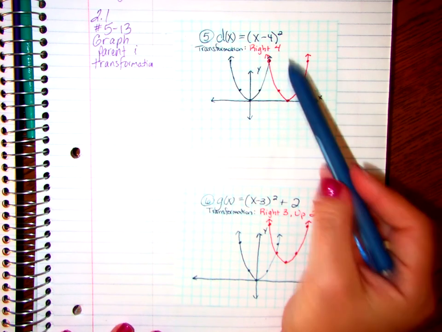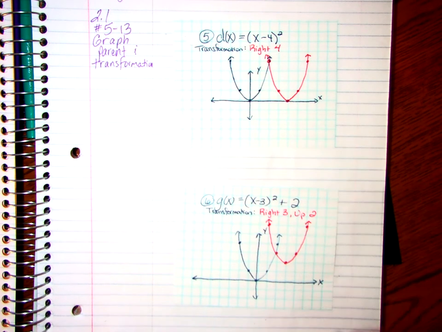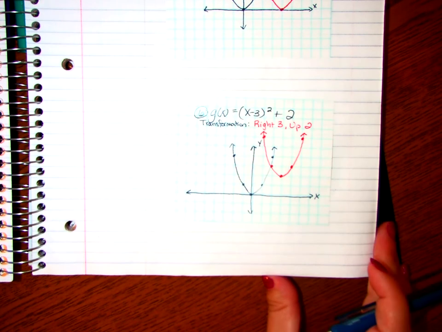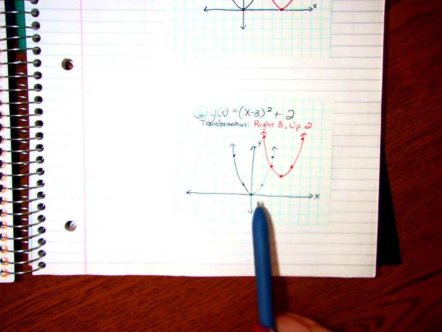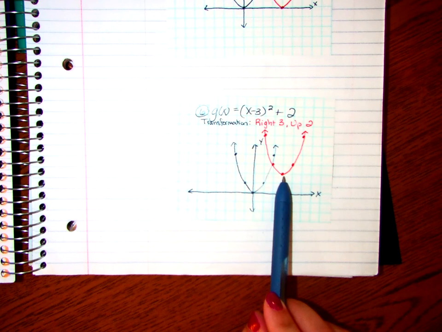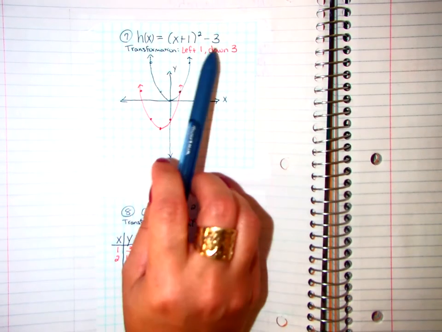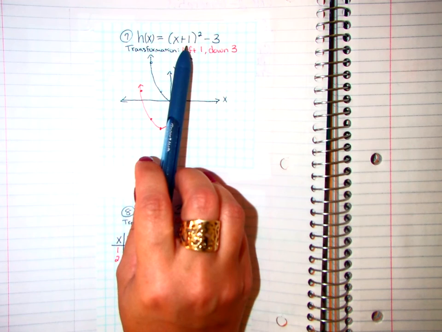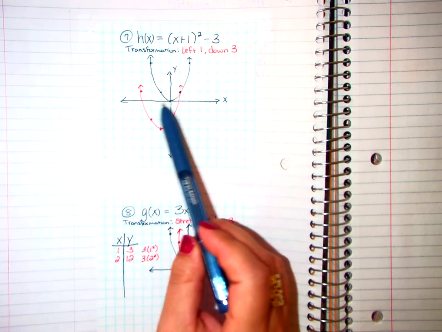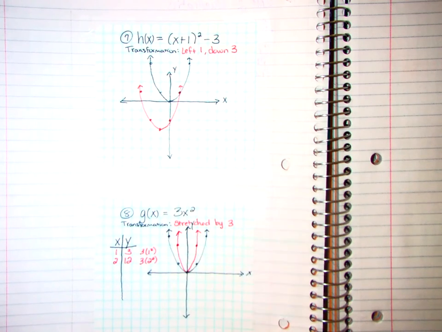Remember the axis of symmetry: if there's a point over here, there's a matching one on the other side of your axis of symmetry. Number 6 we said was right 3, up 2. So again, there's no a, so you literally just move your vertex right 3, up 2, and then follow the parent. Over 1, up 1, over 2, up 4 on both sides. Number 7 we said was left 1, down 3. So I go left 1, down 3. Again, there is no a, so it's the same shape as my parent.